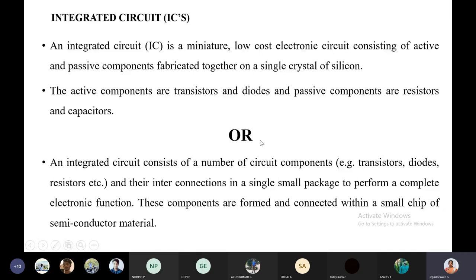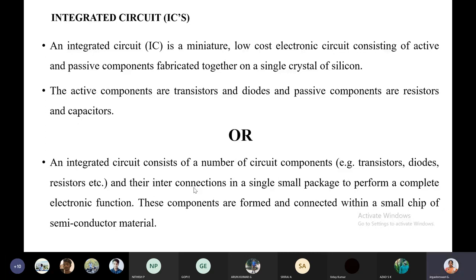Or you can also define the IC in some other way. An integrated circuit consists of a number of circuit components, that is, transistors, resistors, diodes, etc., and their interconnection in a single small package to perform a complete electronic function.